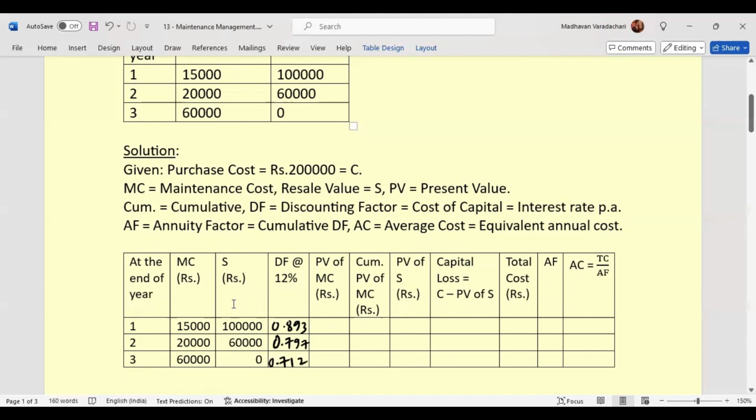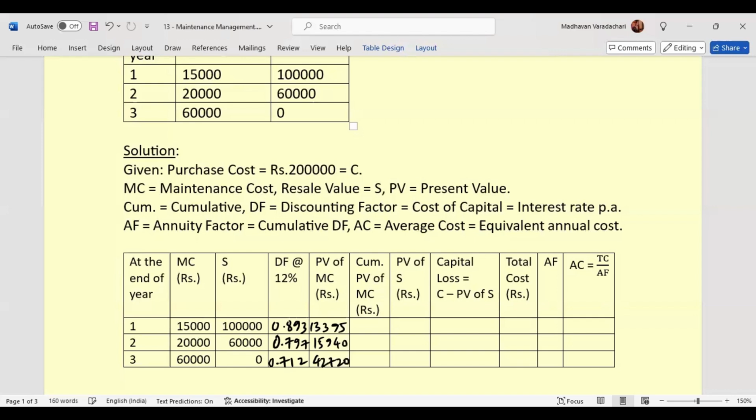Now, present value of the maintenance cost is 15,000 multiplied by this, 20,000 multiplied by this number, 60,000 multiplied by this number. So let us do that. First one, 15,000 into 0.893. If we do that, we get 13,395. 20,000 into 0.797, we get 15,940. Third one, 60,000 into 0.712, we get 42,720.